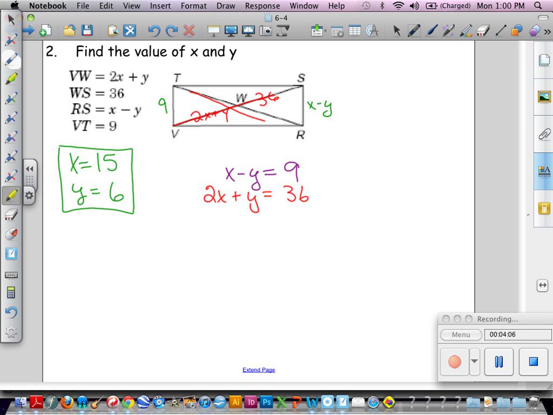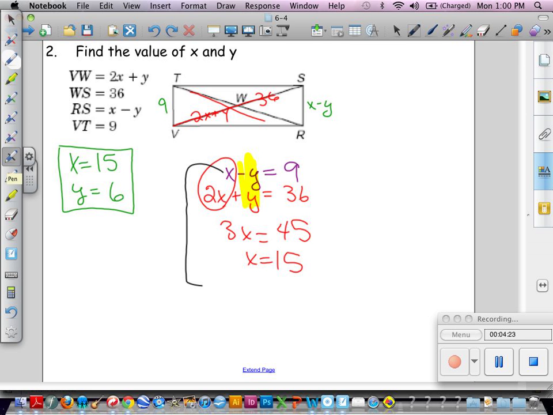Those 2 are going to be equal. Now, 2 variables, 2 equations, substitution or elimination. When I look at my y's, they can be eliminated. I have 3x equals 45, x equals 15. Then take one of your equations and plug it in. 15 minus y is 6. Negative y, move your 15. I'm sorry, this is 9. Gets you negative 6. Y is 6.